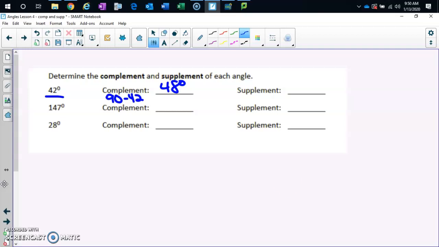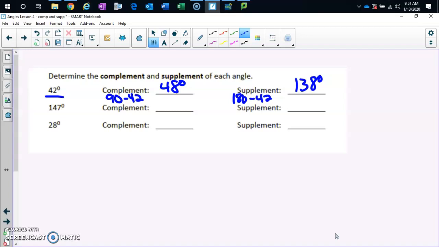Now, how do you think I find the supplement of 42? What do supplementary angles add up to, Amelia? So what am I going to do to find the supplement? 180 minus 42 is 138. So 138 is the supplement of 42 because they add up to 180.